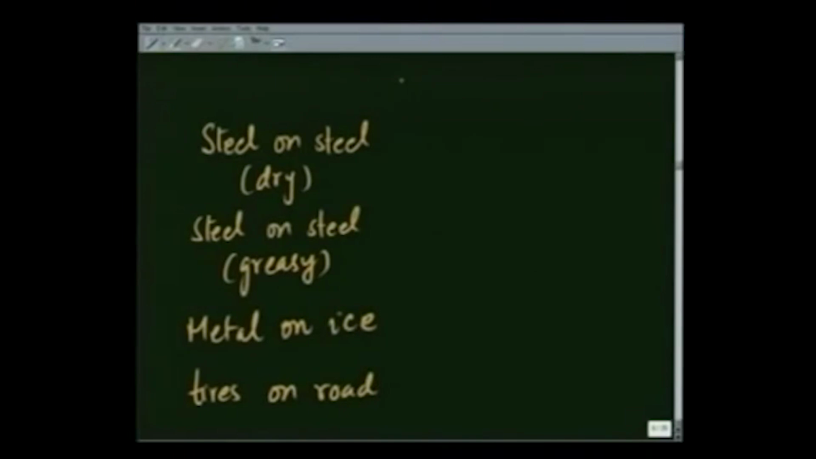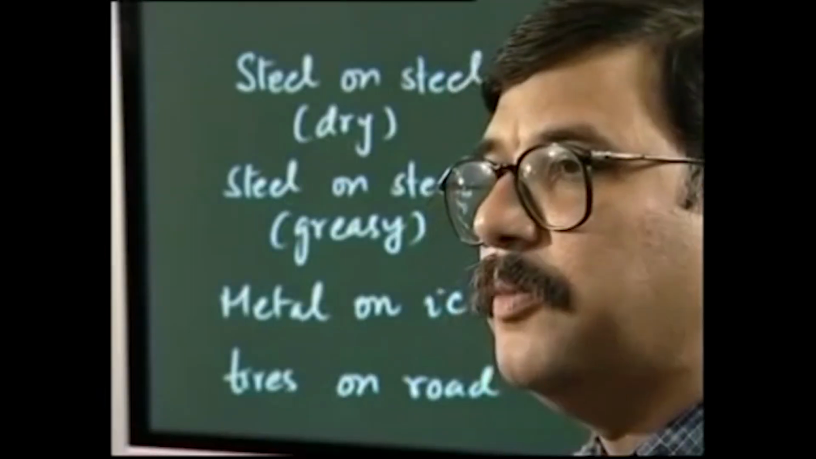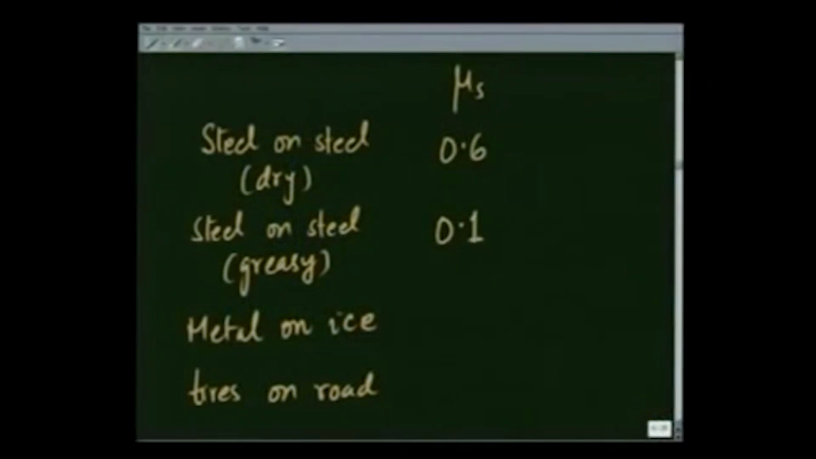Mu static for steel on steel is about 0.6 when they are both dry. Steel on greasy is 0.1. You can see why we grease steel. It reduces the friction value quite a lot. Metal on ice, static is not known because it slips past quite a lot, and tire on road is 0.9. You can see we really need a lot of friction for tires on the road so that they don't slip.